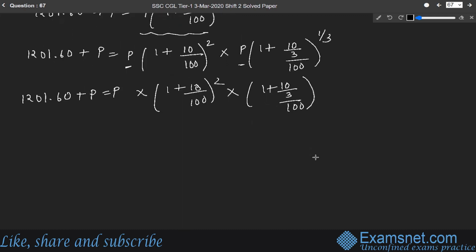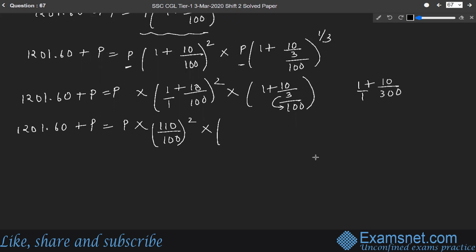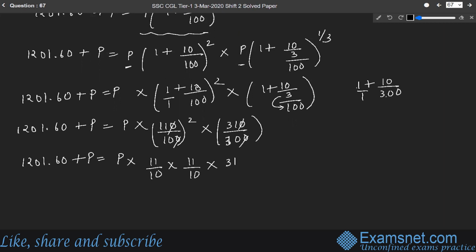Now we have to simply solve this. So 1201.60 plus P is equal to P multiplied by. If we take the LCM here, then we get 100 into 1, 100 plus 10, 110 divided by 100. And its square, obviously, multiplied by. Again, if we take the LCM here, then it will be 300, because this 3 will come to the denominator. So it will become 1 plus 10 by 300. Now the LCM is 300, right? So 300 into 1 is 300 plus 10 will be 310 by 300. All right. This 0 and 0 will be cancelled here. Again, this 0 and this 0 will be cancelled. So 1201.60 plus P is equal to P multiplied by 11/10 square, means 11/10 into 11/10 multiplied by 31/30.